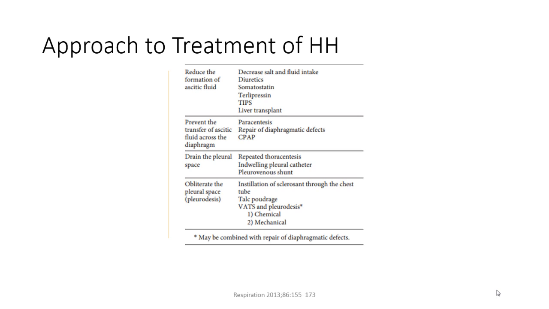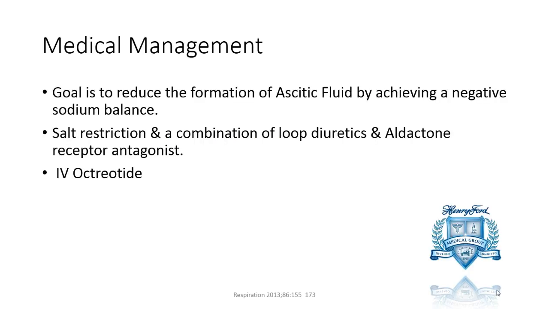So approaching treatment of hepatic hydrothorax, there are 4 ways to go about this. One is reducing the formation of ascites, which involves diuretics and dietary restrictions; preventing the fluid from crossing the diaphragm; and draining the pleural fluid within the pleural space and obliterating the space, otherwise known as pleurodesis. So medical management, which involves loop diuretics and Aldactone, works as effectively as it does in patients who have ascites.